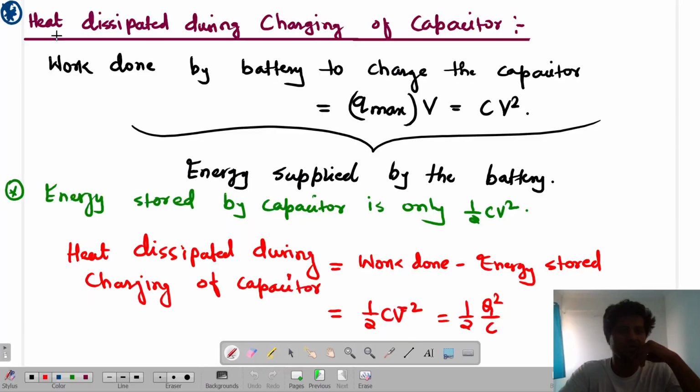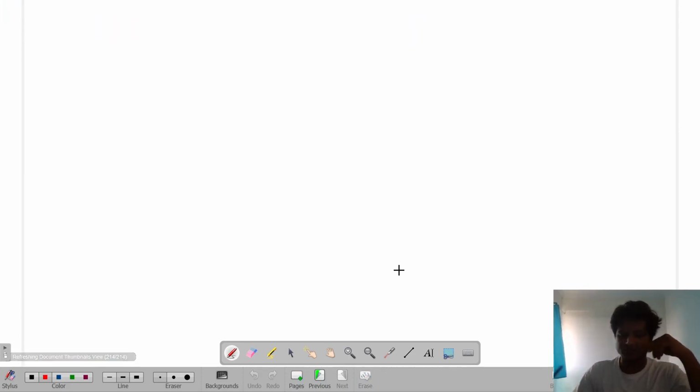Okay, so what we got to know is that the energy actually provided by the battery is CV squared, but the energy stored in the capacitor is half CV squared. So half CV squared amount of heat is dissipated, which means the energy of half CV squared is utilized as heat dissipated, isn't it? So let us do one question based upon this heat dissipation and then we'll move ahead.